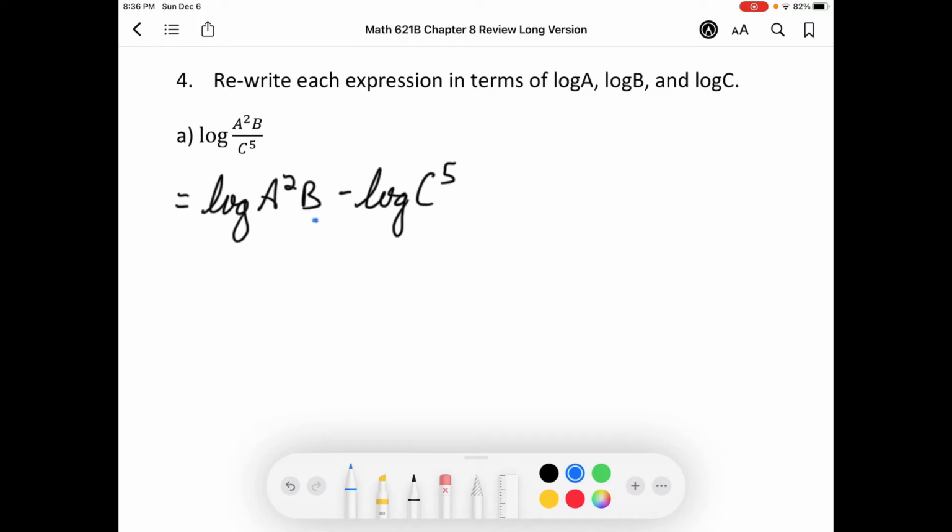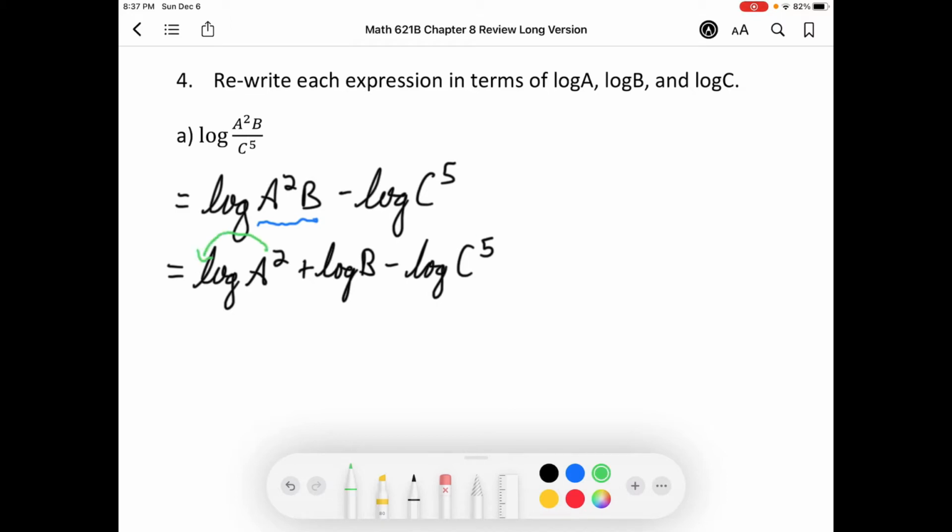Next thing I'll notice is that there's multiplication here. So those can be split up as the sum of logs. That's our product rule. And if you need a refresher on any of these actual techniques, there is a link to the Chapter 8 Concept Roundup video down below. Lastly, I might notice that I can bring my exponents down front, because it is asking for these things in terms of log a, b, and c, not log a squared. So this will become 2 log a plus log b minus 5 log c.